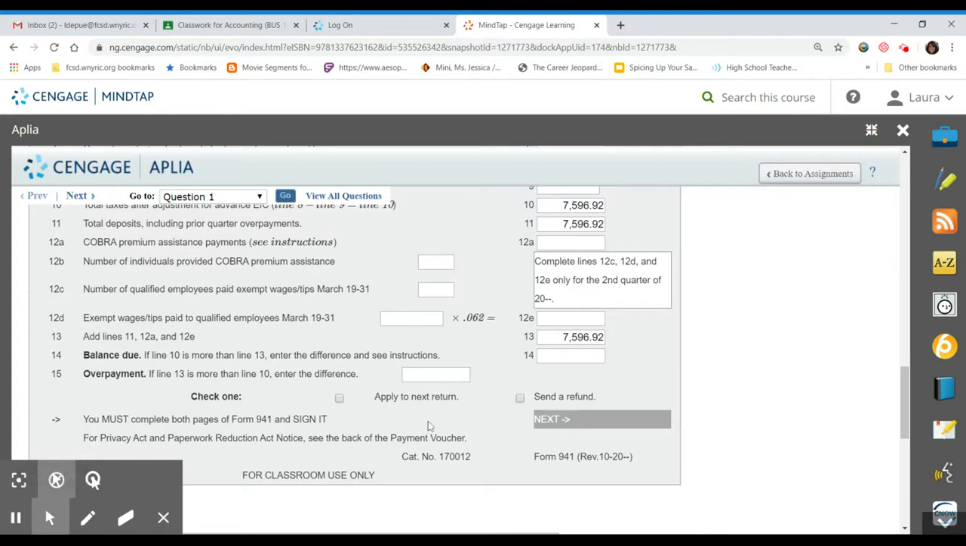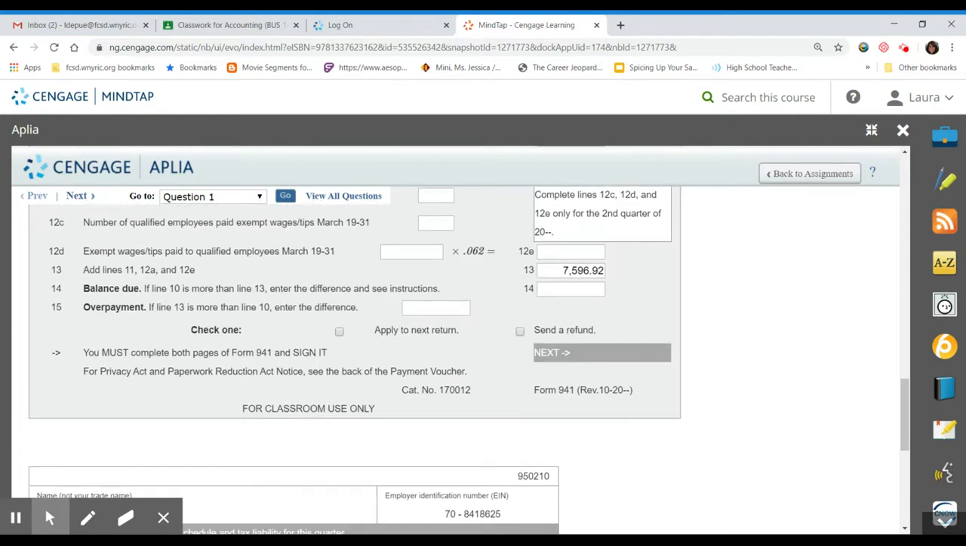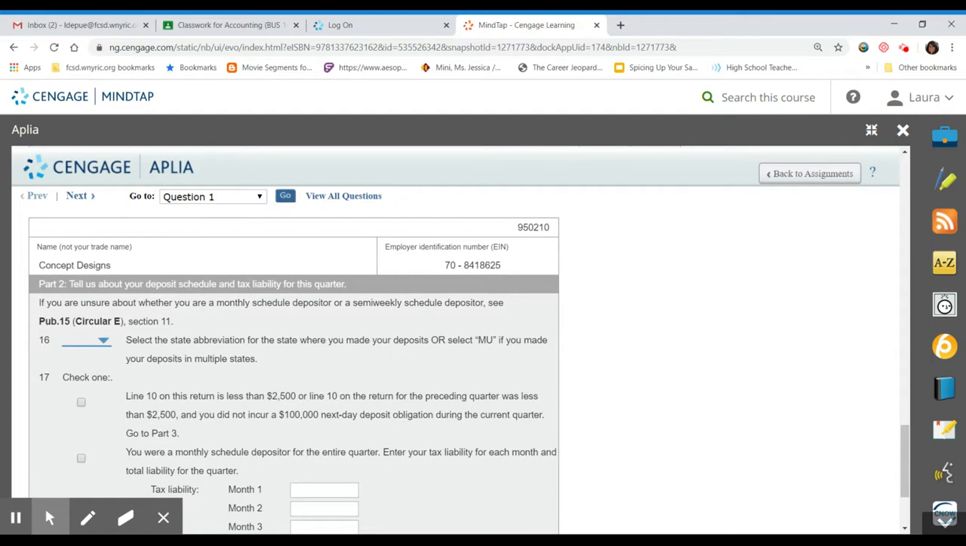Okay, so that's the end of the first page, and then we have to scroll down to the second page, essentially. To complete this part 2, they already filled in our name, concept designs, and our employee number. Right here, we have a drop-down menu to fill in our state, and our state was Illinois for this problem.